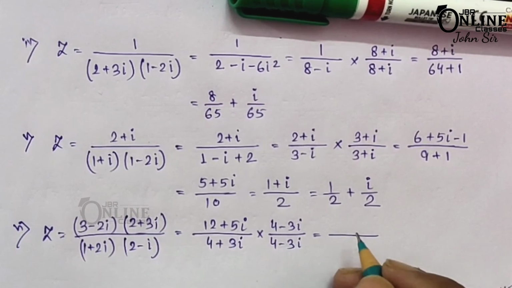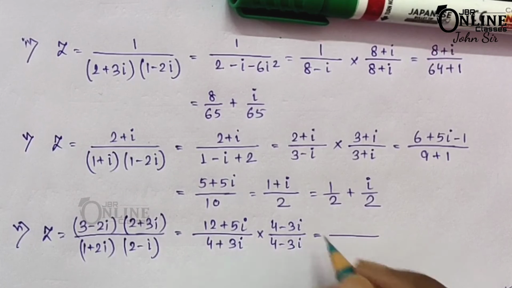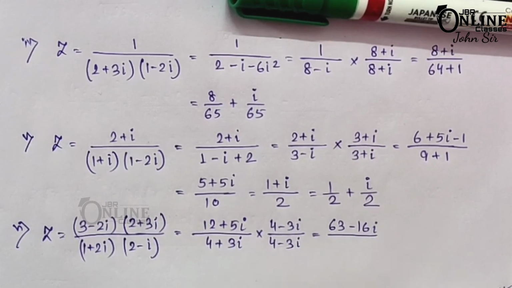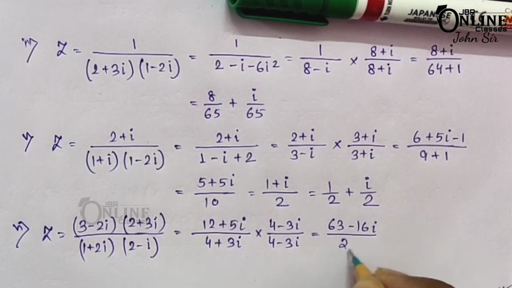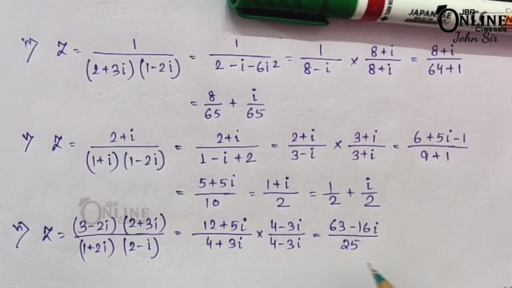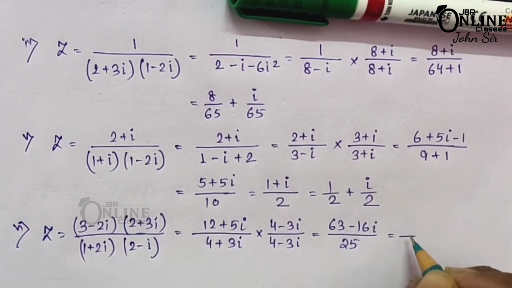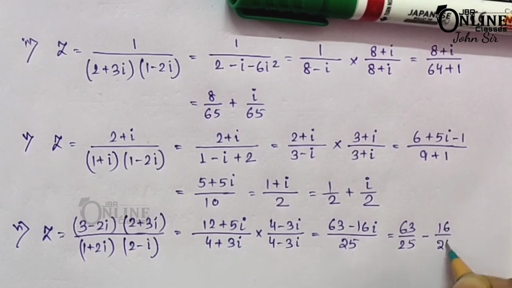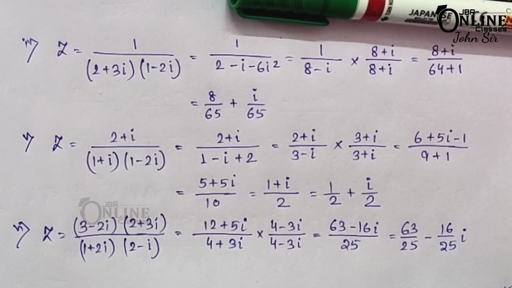So the upper one will be 63 minus 16i. Whenever you multiply this one with this one, you will get 63 minus 16i, and the lower one will be 25, because 4² means 16 and 3 into 3i means 9i², so it will be plus 9, so 25. So your answer will be 63/25 minus 16/25 iota.